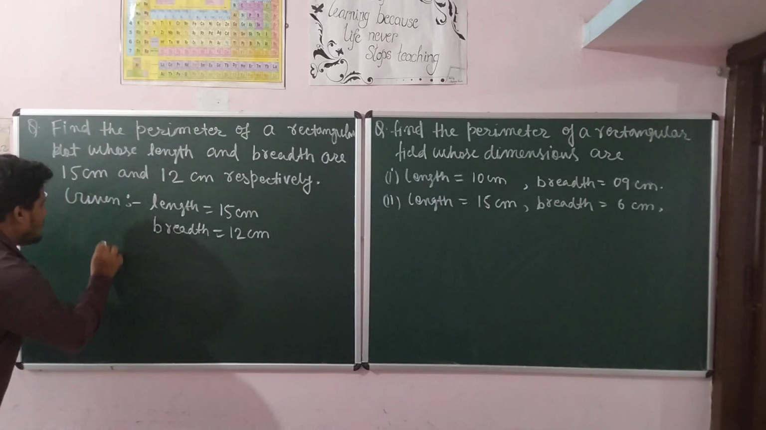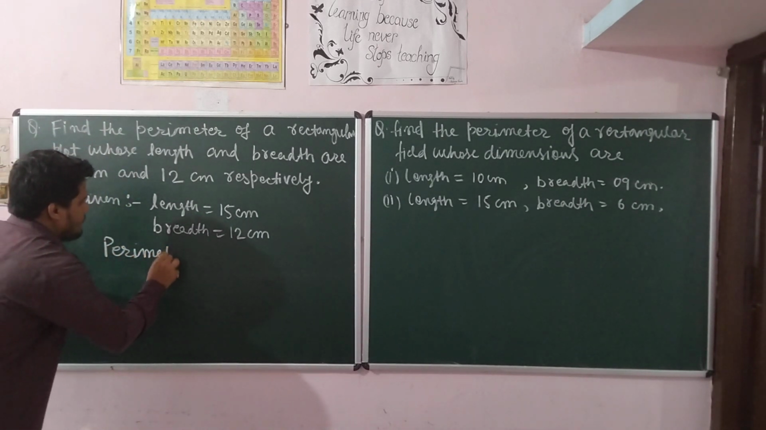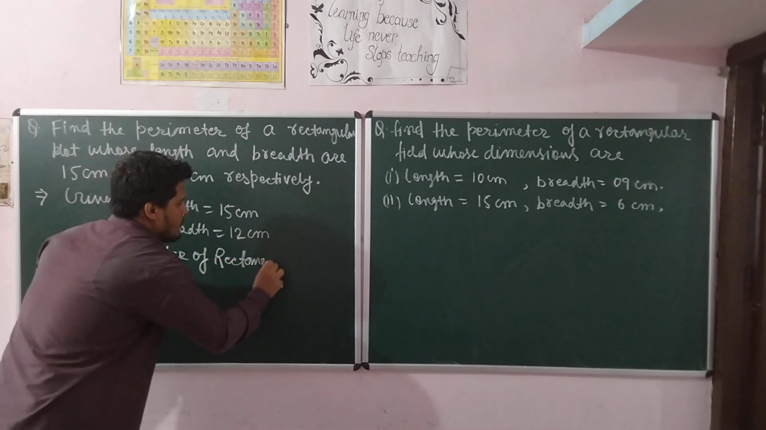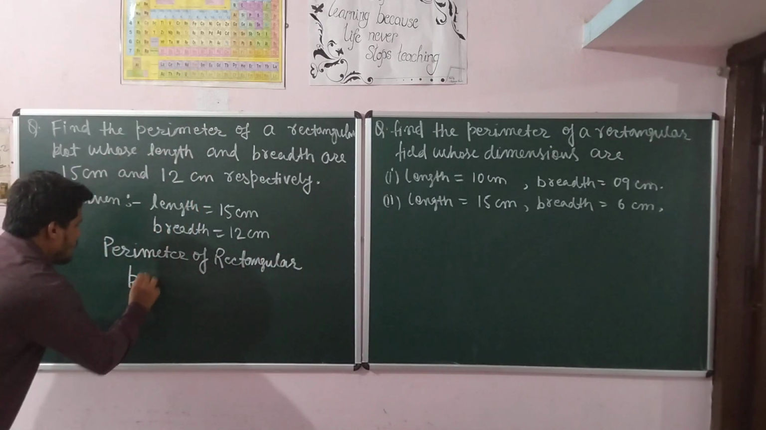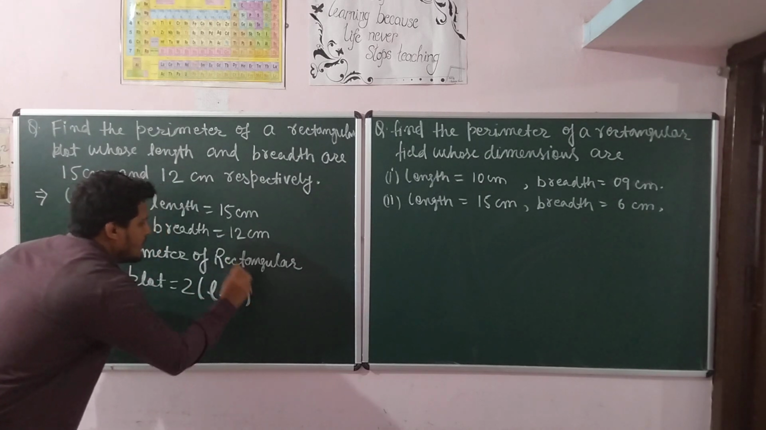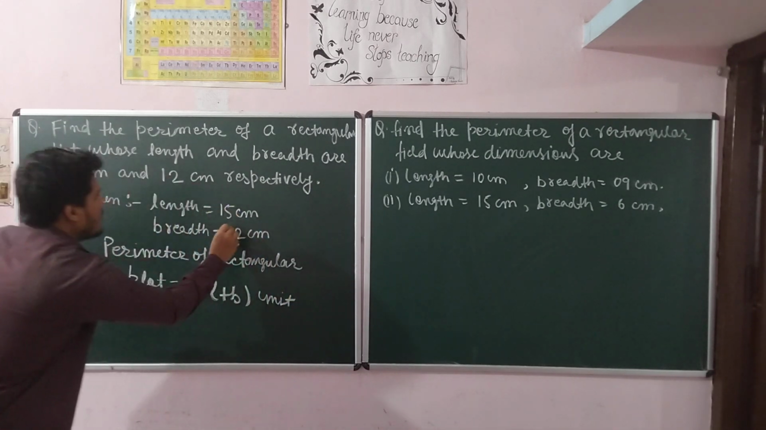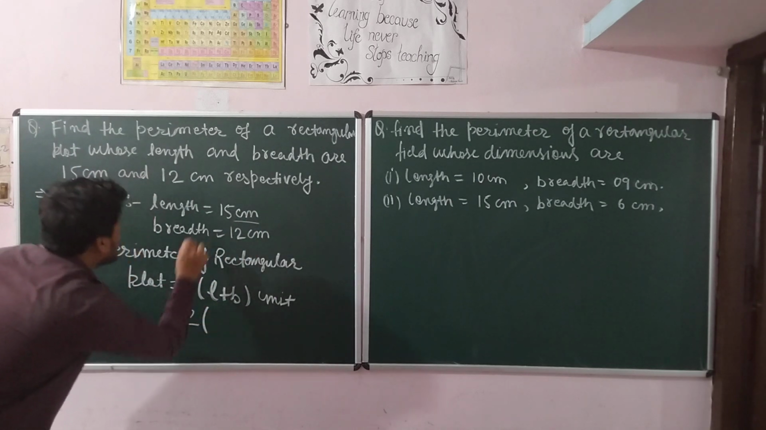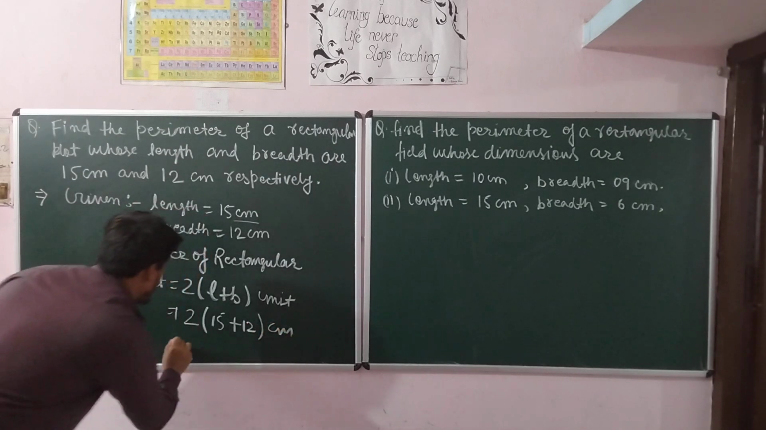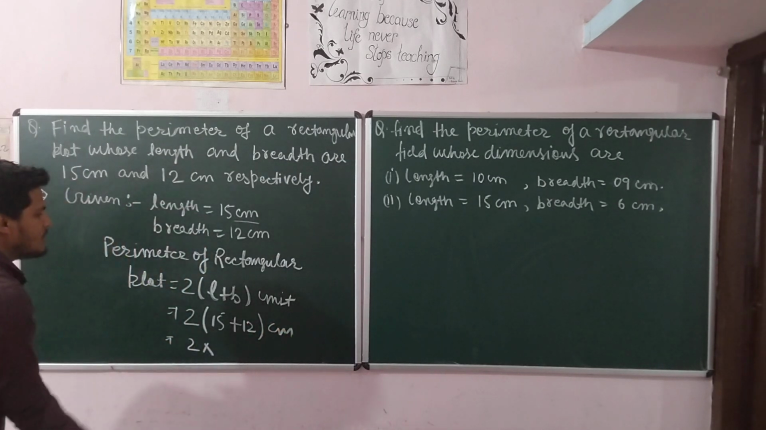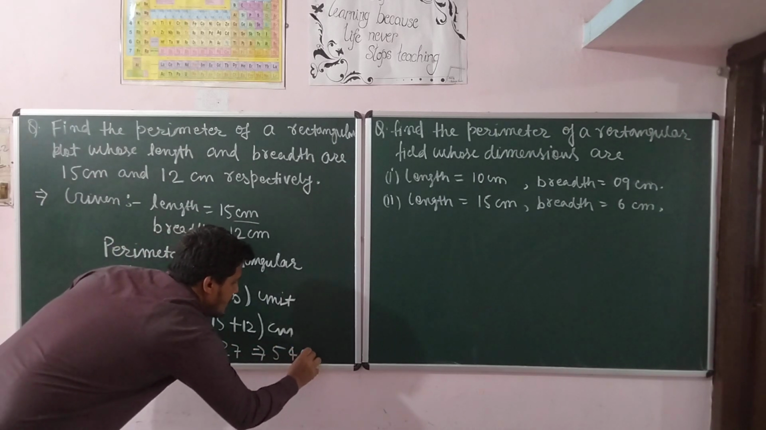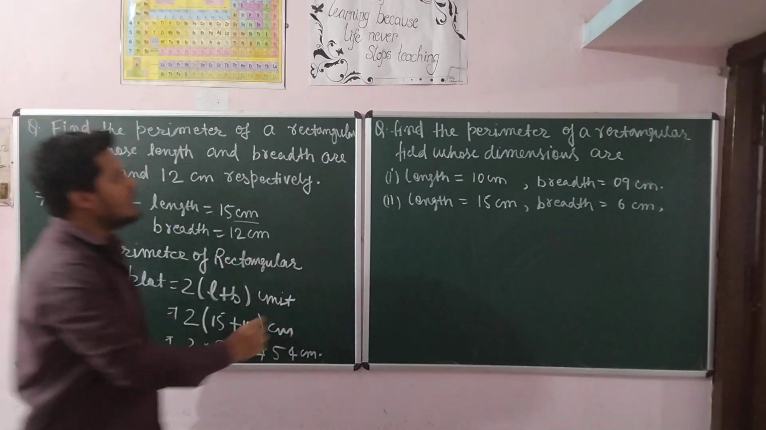Now, perimeter of the rectangular plot is equal to 2 into (L plus B) unit. Now, what is the value of length? That is 15 centimeter plus 12 centimeter. Then 2 into (15 plus 12), that is 27, that is equal to 54 centimeter. Now this is the concept.